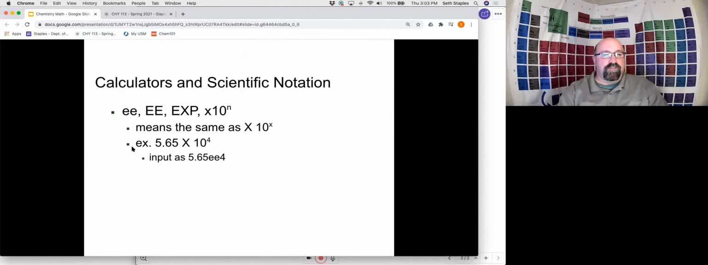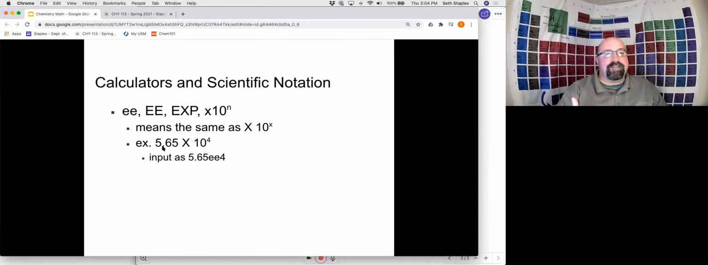In other words, if you have the number 5.65 times 10 to the fourth, a number expressed in scientific notation, in order to put that into your calculator, it's going to be 5.65 EE4. And that's it. That's how it goes in. You don't put the 10 in, you don't put the little caret for your exponent, none of that, no multiplication symbol. That EE tells the calculator that it is scientific notation.